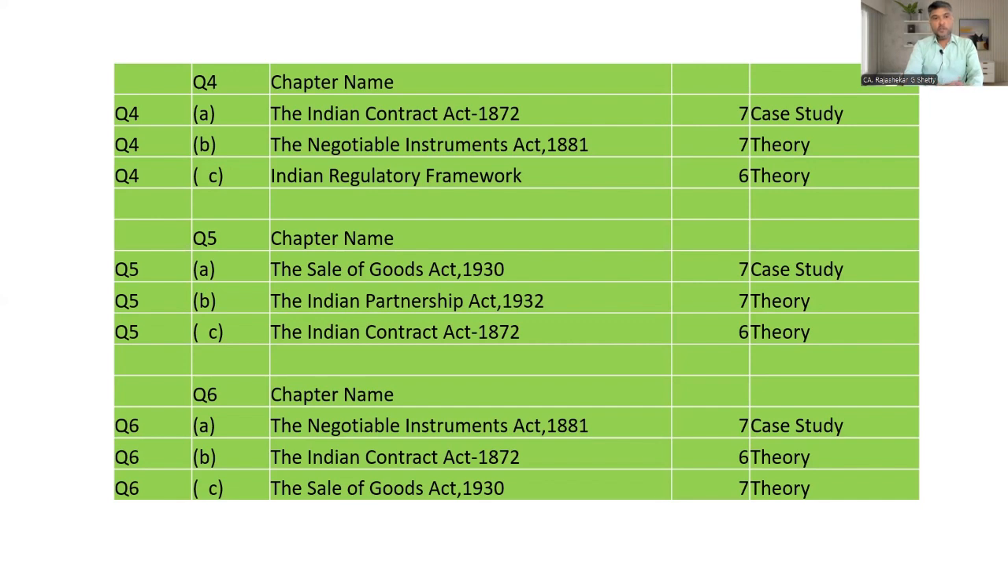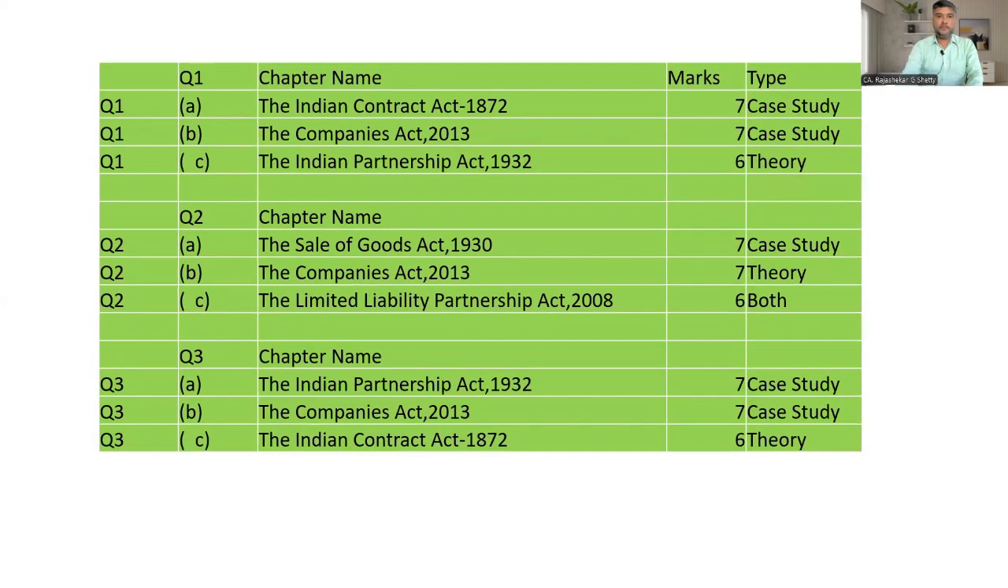Then question number 5, the first question they will ask about Sale of Goods Act, which is a case study again. Then question number 5B, Indian Partnership Act theory. Then the last question will be Indian Contract Act again for a theory. Now the last question is Negotiable Instrument Act for 7 marks. They will ask another question for Indian Contract Act for 6 marks theory, and the last question will be for Sale of Goods Act.